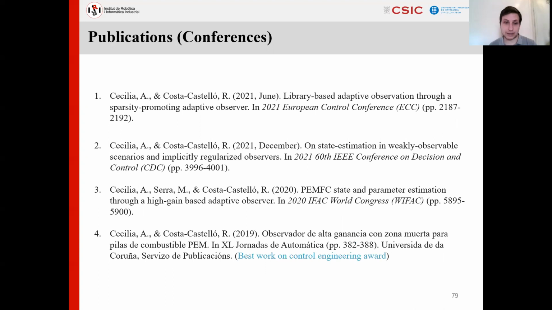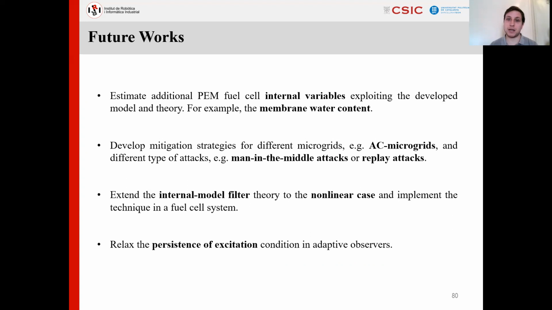It should be remarked that as the first part of the thesis focused on generic nonlinear systems, the results can still be implemented to solve additional problems in other energy systems. For example, in future works, it may be interesting to estimate more internal variables in PEM fuel cells, for example, the membrane water content, or to solve different mitigation strategies in, for example, AC microgrids with different types of cyber attacks, such as man-in-the-middle attacks or replay attacks.